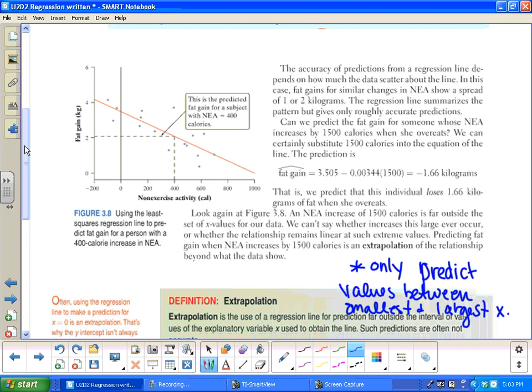So they have a non-exercise activity calorie level of 1500, and they want to try to predict weight gain. Now, this doesn't really make a lot of sense because our values only go from negative 100 to 700. So we really don't have an idea of what would happen at 1500 calories. So we cannot use this prediction equation to calculate it. This would be what we call extrapolation. I ran out of room.